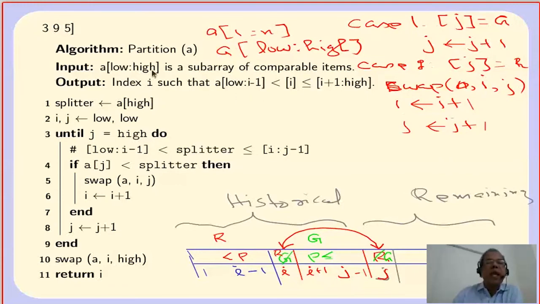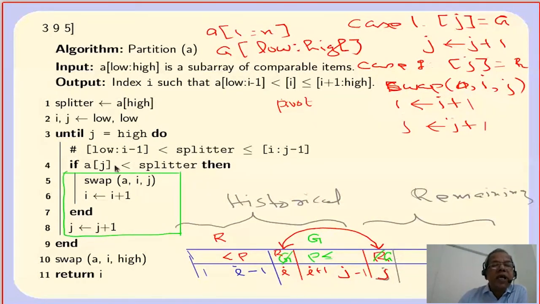All right. A low to high is a subarray of comparable items. Output index i such that A low to i minus 1 is less than the item at i, which will be the pivot. i plus 1 to high is larger than or equal to the pivot. All right. And this is the loop body.